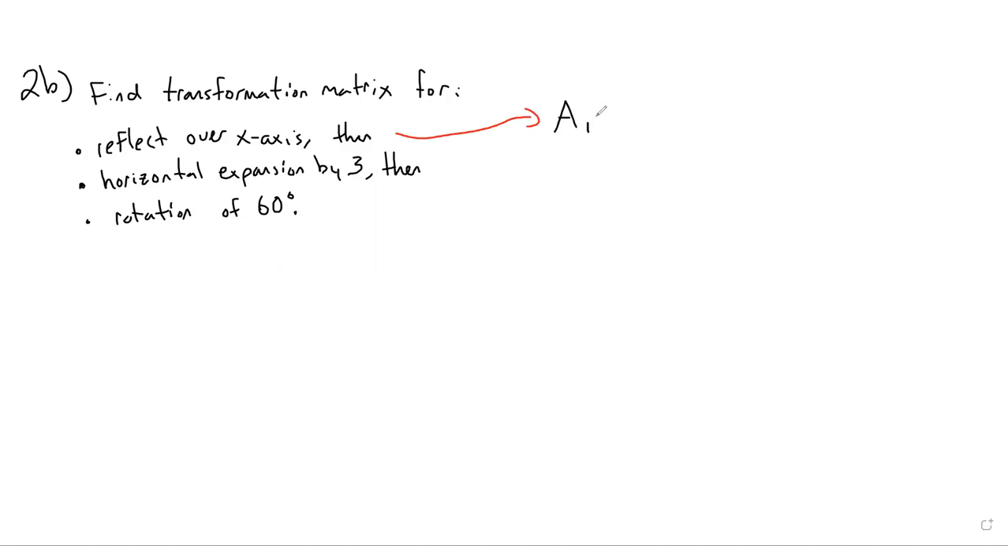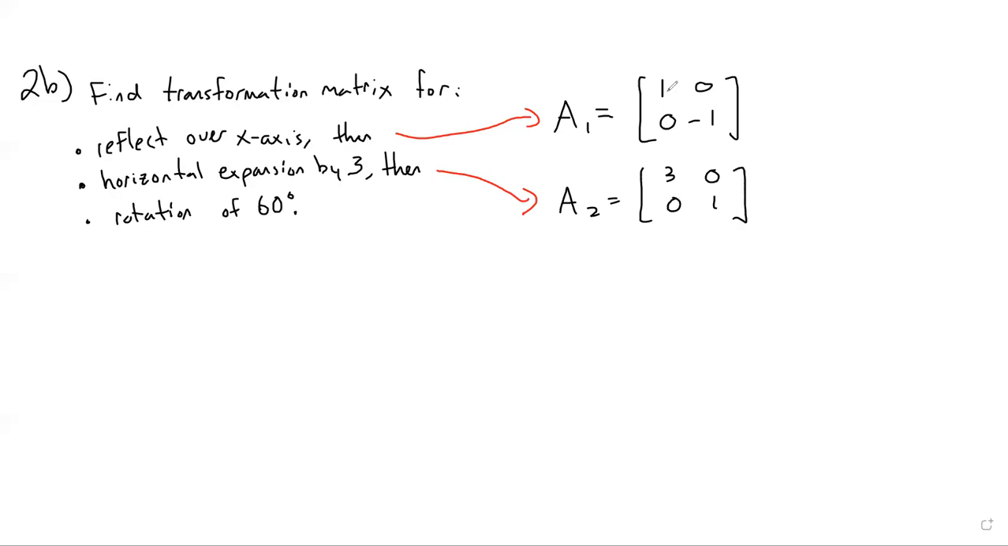So reflection over the x-axis, the first one, is going to take all your y values and flip them. So we'll get just multiplying the y values by -1 there. And the second one, horizontal expansion by 3, is going to multiply all of our x values by 3. So we'll take the x coordinate of the identity matrix and multiply it by 3.